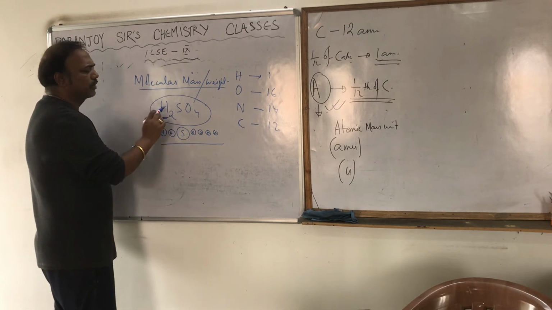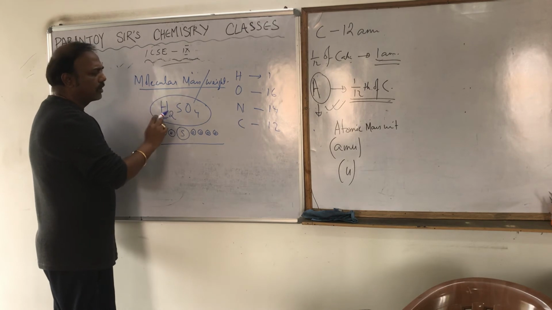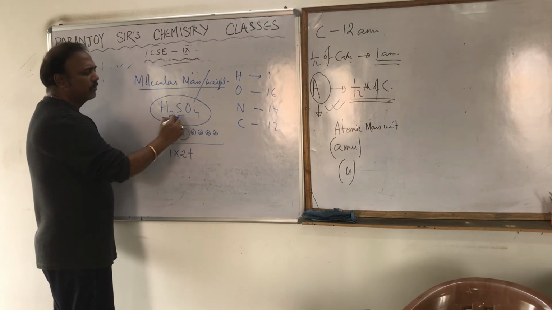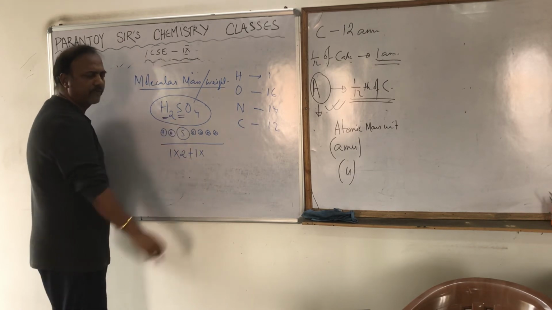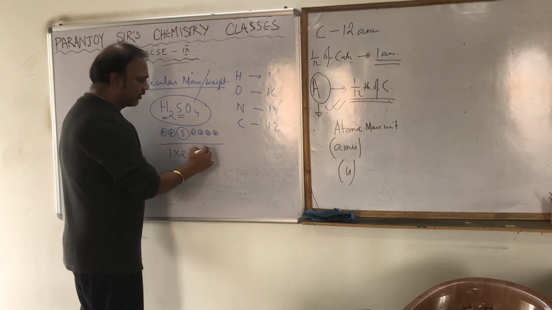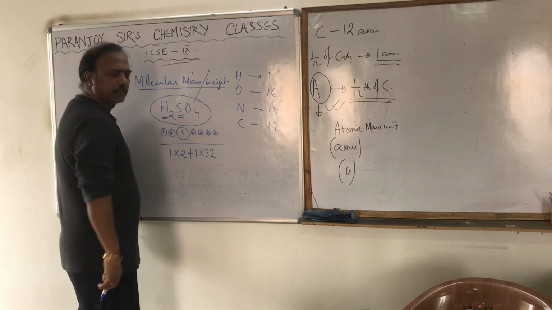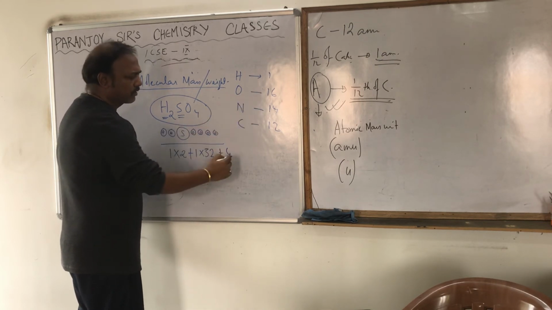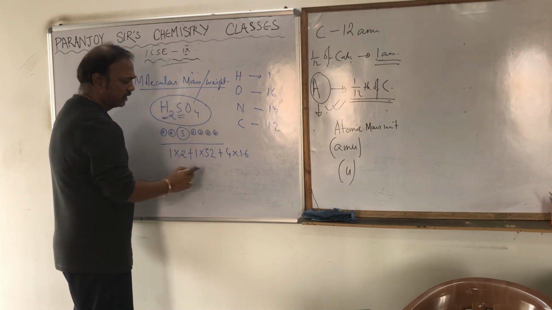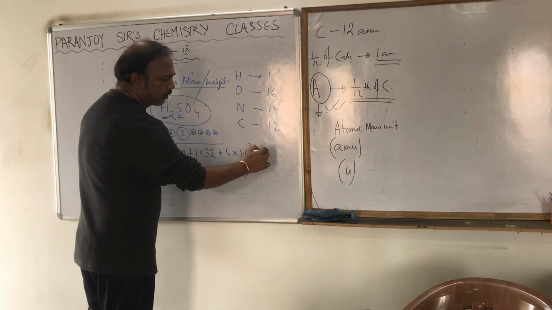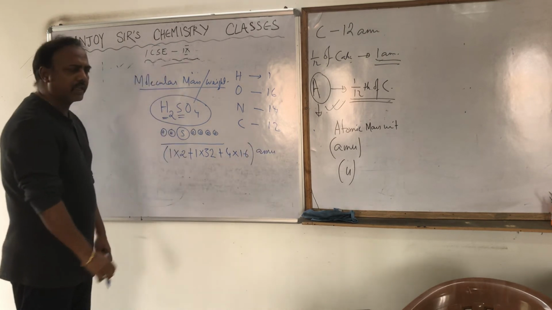For example, for hydrogen you know the atomic mass is 1. There are 2 hydrogens, so I am going to write 1 into 2. Plus sulfur. There is only 1 sulfur, and the atomic mass of sulfur, as I told, will be given to you, so don't worry about that. Atomic mass of sulfur is 32, so 1 into 32. Plus 4 oxygens, and the atomic mass of oxygen is 16, so 4 into 16. Obviously these are all in AMU, so the molecular mass will also be in AMU, or you can write it in u also.